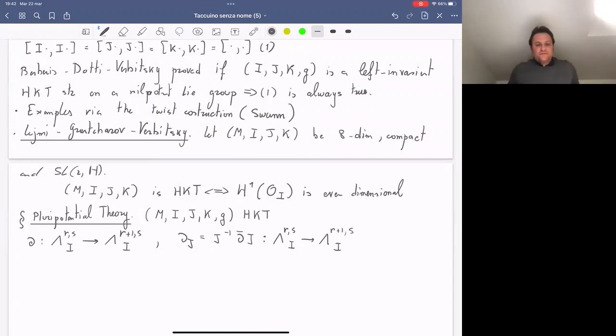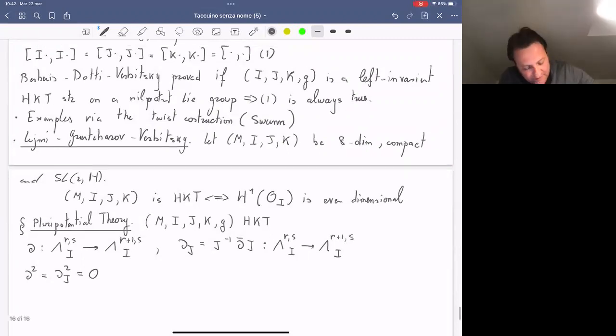Okay, and these two operators satisfy some relations similar to the operators ∂ and ∂-bar in complex geometry. So we have that ∂ squared is the same as ∂_J squared, and it is 0. And we have that they anticommute.